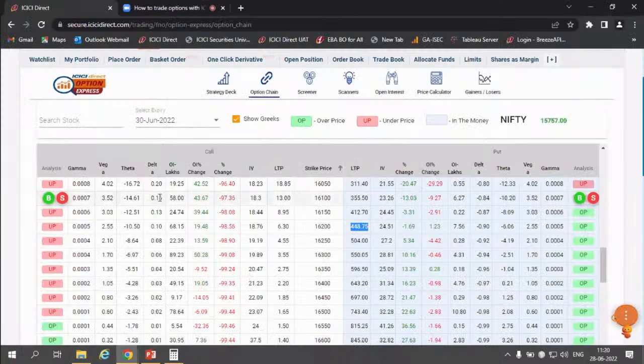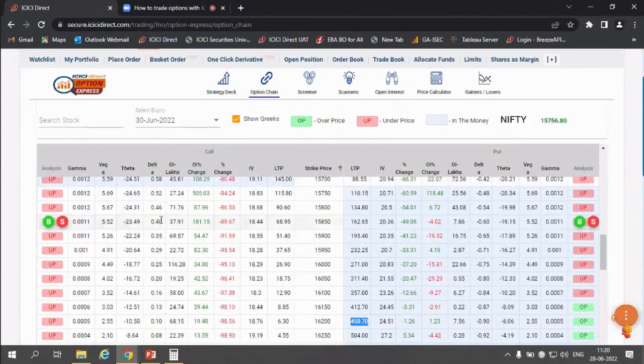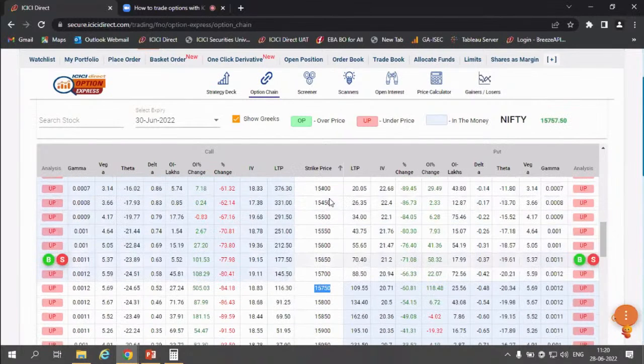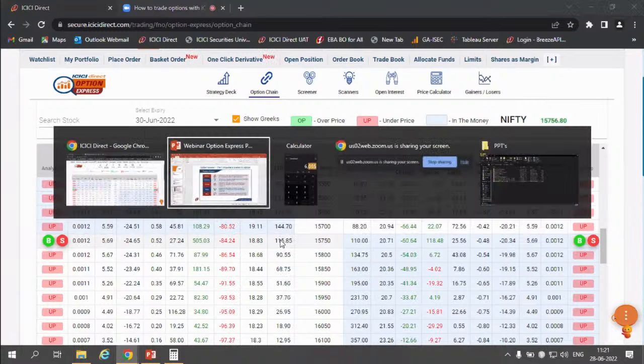If I take an example here for at the money, let's say I go with this 0.52, which is 15,750. What it means is, if Nifty changes by 1 rupee, the price of this option will change by 52 paise. So you will be able to notice that if the price of the Nifty changes, the change in the option price will be 52 paise. So that's what the delta means.